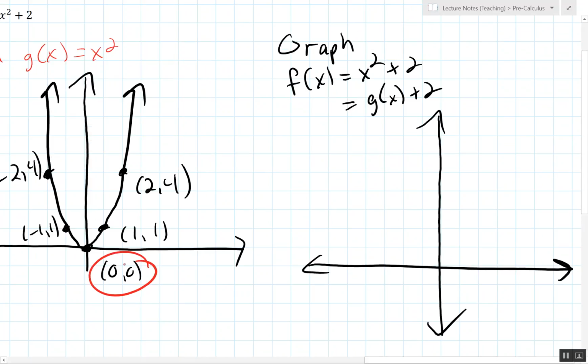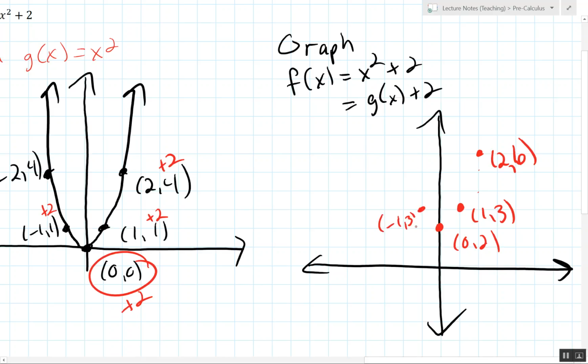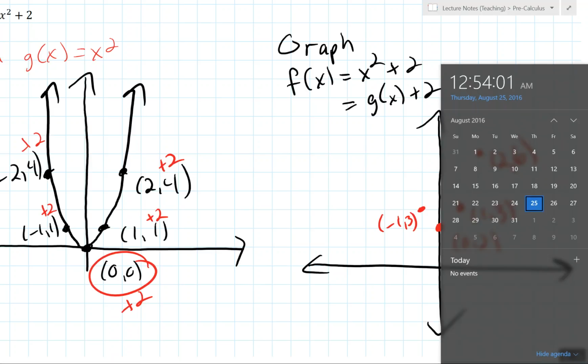Again, we'll start with the origin, and we're going to add 2 to the y value. So this will be 0, 2. Again, we add 2 to the y value. So this will be 1, 3. We add 2 to the y coordinate, so we'll get 2, 6, excuse me. Then we do the same thing over here. We add 2 to get negative 1, 3. And then over here, we add 2 to get negative 2, 6.